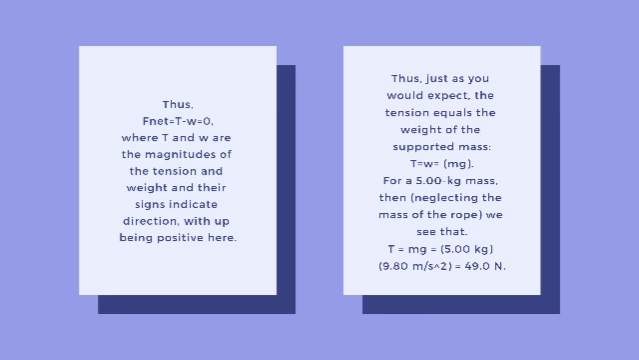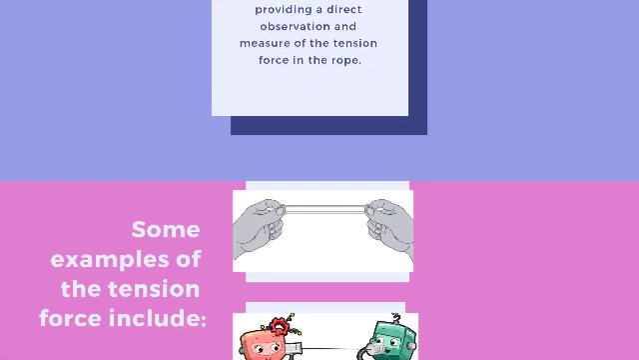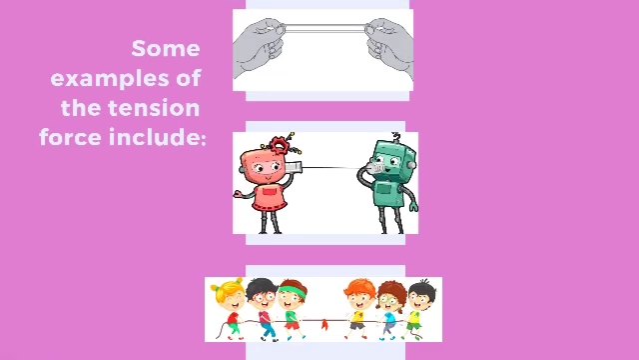For a 5 kg mass, then, neglecting the mass of the rope, we see that T is equal to m times g is equal to 5 kilograms times 9.8 meter per second squared is equal to 49 Newton. If we cut the rope and insert a spring, the spring would extend a length corresponding to a force of 49 Newton, providing a direct observation and measure of the tension force in the rope. Here are some examples of tension force.